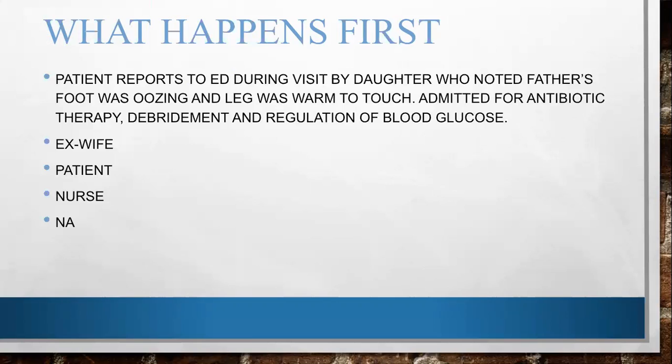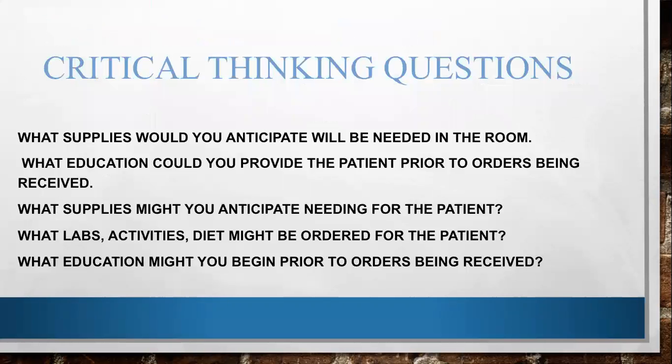Again, collegiality is going to be very important. Think about the emotions of each person in those roles. Critical thinking questions while you're in your roles, and it'll take a few minutes. What supplies would you anticipate will be needed in the room? What education could you provide, and to whom? The patient, the wife, the daughter, prior to orders being received.